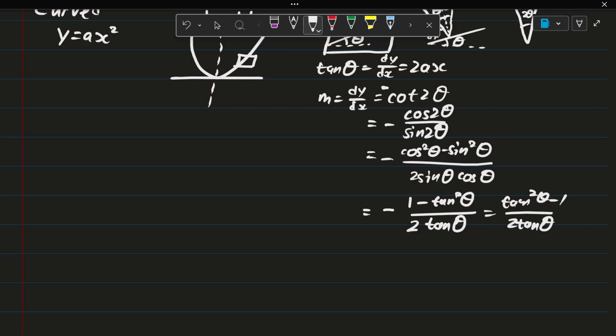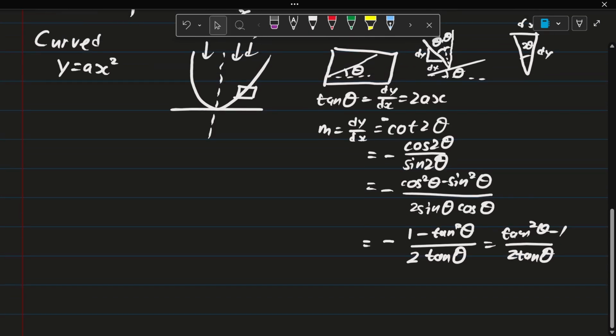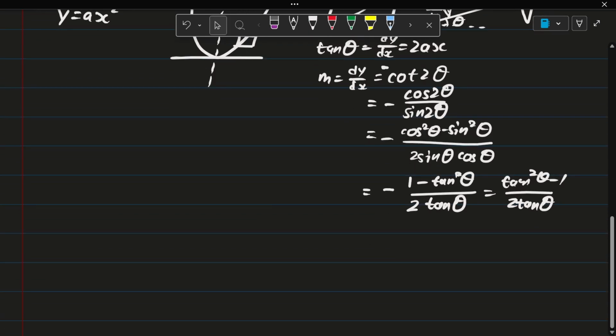So your slope, if you actually revert to what tangent of theta is, it's 2ax, meaning that the entire slope is going to be 4a squared x squared minus 1 over 4ax. Now, this is the slope at a particular point, so we'll just denote 1. So this is x1, in which it is where the light hits your parabola.